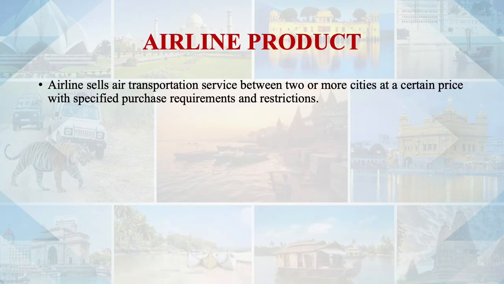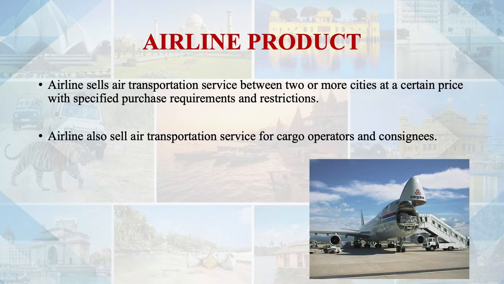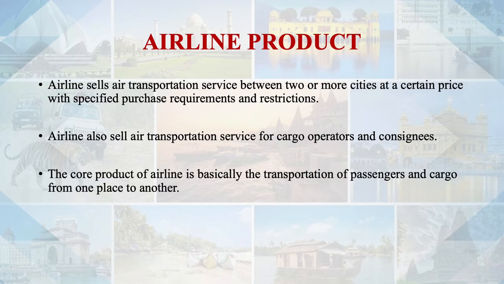So what is an airline product? The product is basically that they sell air transport services. They sell air transportation service between two or more cities at a certain price with specified purchase requirements and restrictions. They sell transportation service for cargo operators and consignees. The core product of an airline is basically the transportation of passengers and cargo from one place to another.